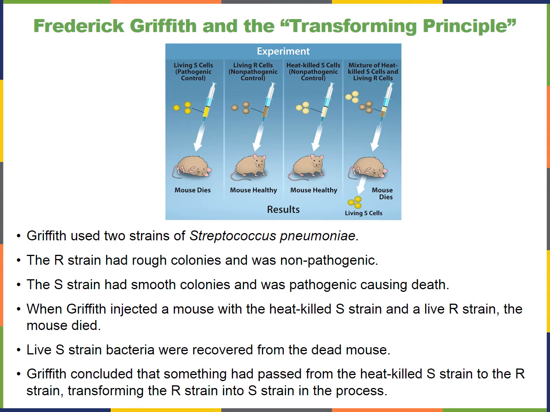So what does that mean? Well, Griffith essentially concluded that something had passed from the heat-killed S strain into the live R strain and transformed it into the pathogenic S strain. He called this the transforming principle. These experiments are now known as Griffith's transformation experiments.